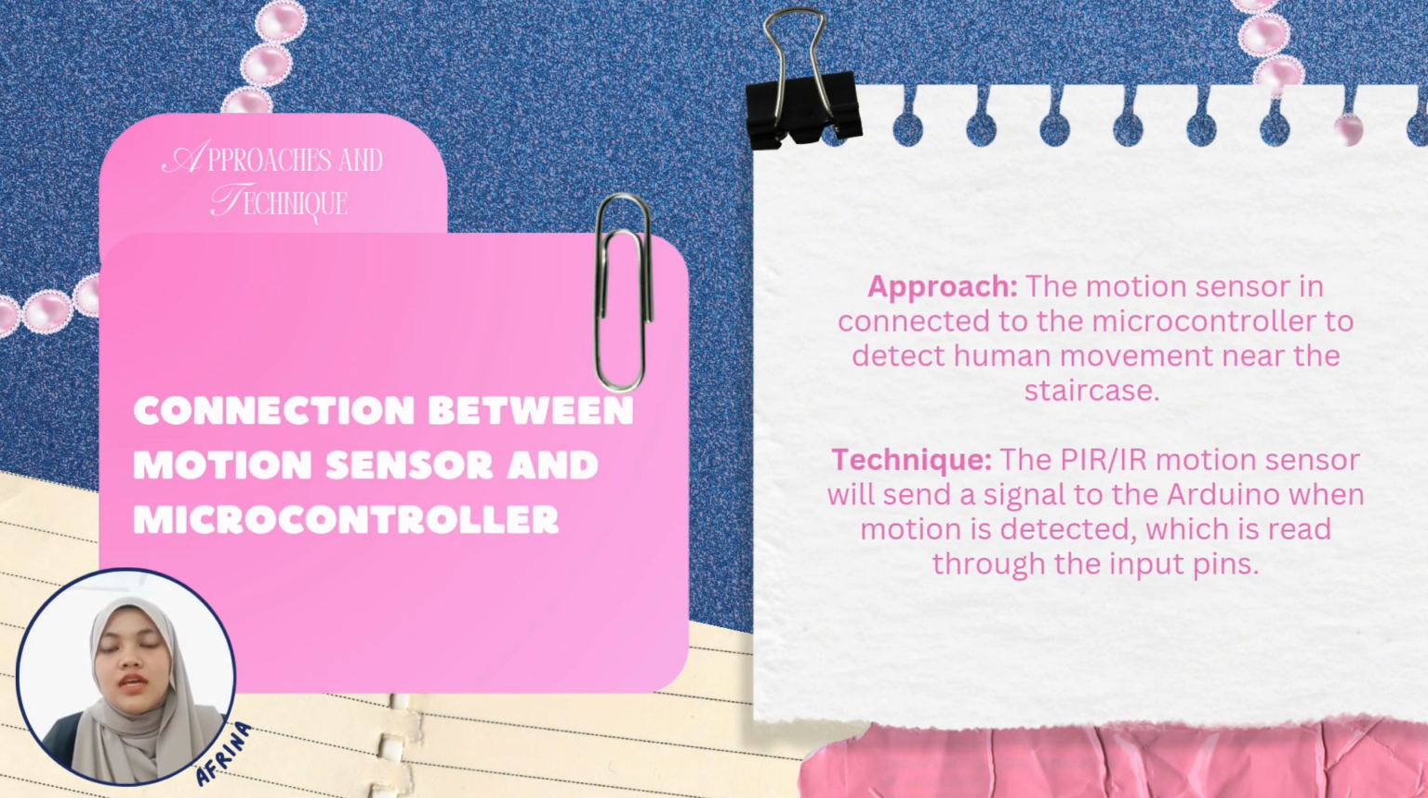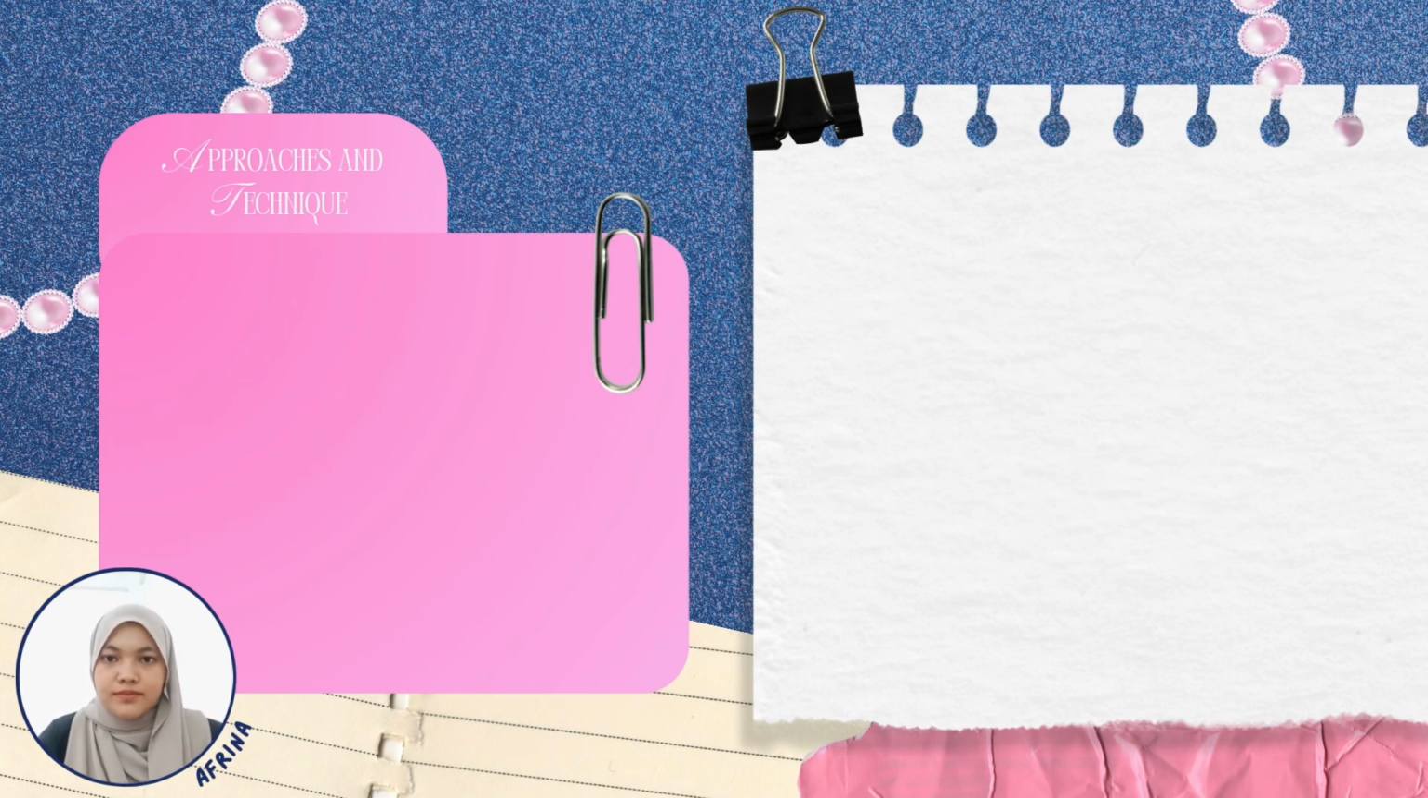The second one is the connection between motion sensor and microcontroller. The motion sensor is connected directly to the Arduino microcontroller to enable the detection of human movement near the staircase. When motion occurs, the PIR or IR sensor generates an electrical signal which is transmitted to the Arduino through its input pins for further processing.